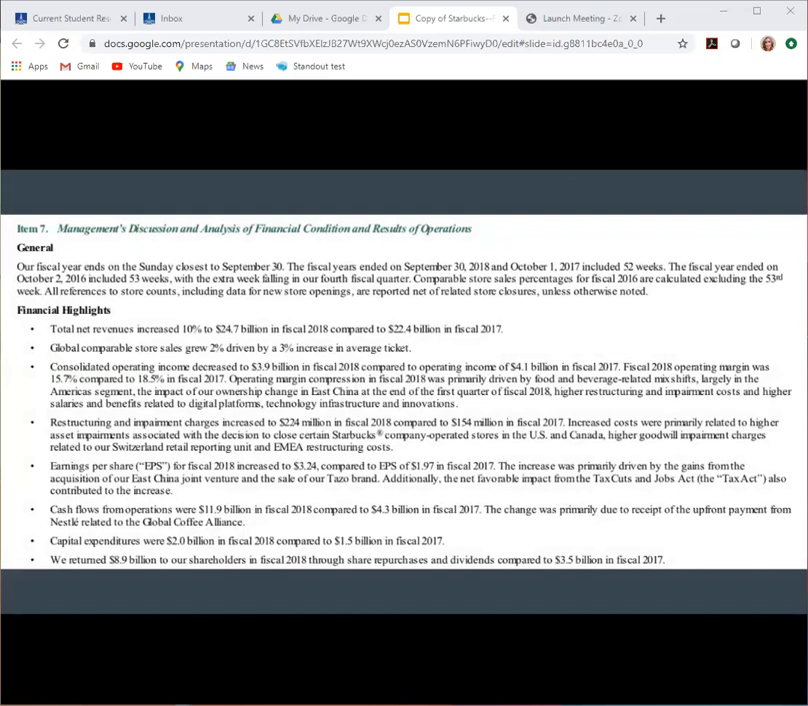This slide shows the highlights from Starbucks SEC 10-K fiscal year end 2018. Revenues increased 10%. Global store sales grew by 2%. The fiscal operating margin got smaller, compressed, due to some restructuring, salary increases, and changes in infrastructure. Restructuring costs increased dramatically. Earnings per share increased. Net cash flows increased, but capital expenditures also increased. And shareholders had a win.